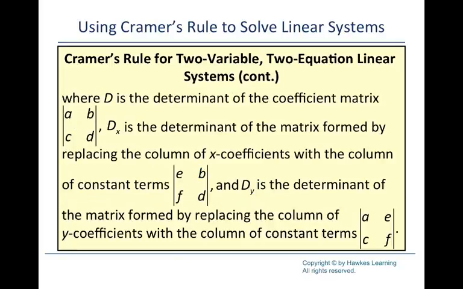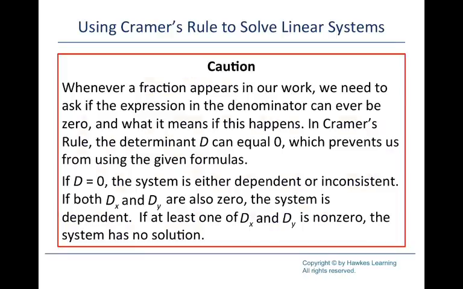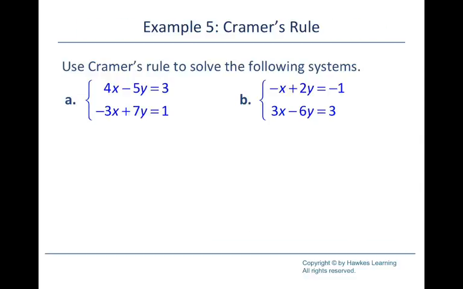Okay, so let's just look at what we've got. We've got this system of equations. We've got coefficients 4 and negative 3 in front of our x's, negative 5 and 7 in front of our y's, and 3 and 1 are our constants after the equal sign. For Dx, we replace the x column with the answers. For Dy, we replace the y column with the answers. And for D, we just use the coefficients in front of the x and y.